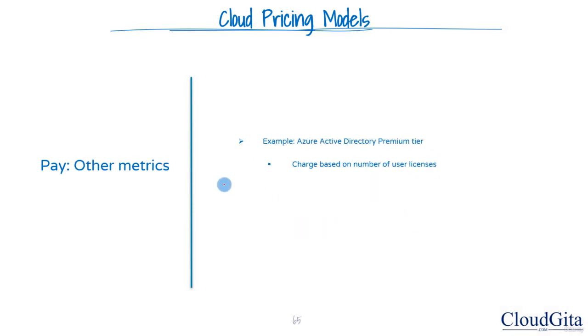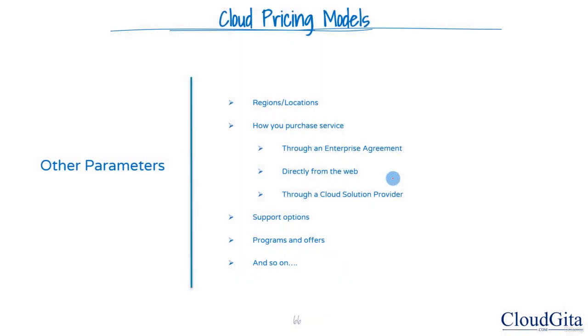And then there are some other metrics also possible. For example, Azure Active Directory is free, but it also has a premium tier. In the premium tier, you create licenses and assign these licenses to different users. So depending on how many licenses you are using, you have to pay for that. There will be a charge based on the number of licenses. So this is a different parameter, or different metric, in one sense. And not just that, there are different factors which can affect your cost.